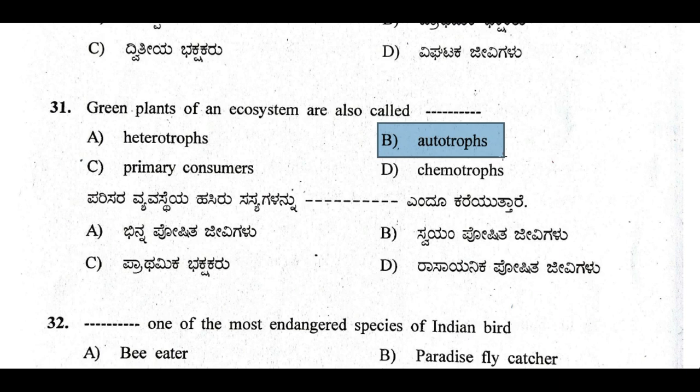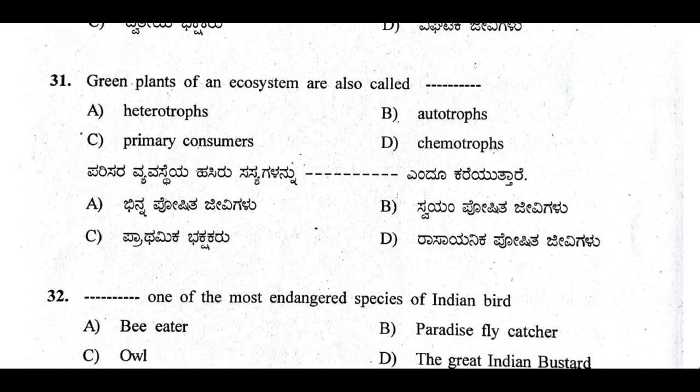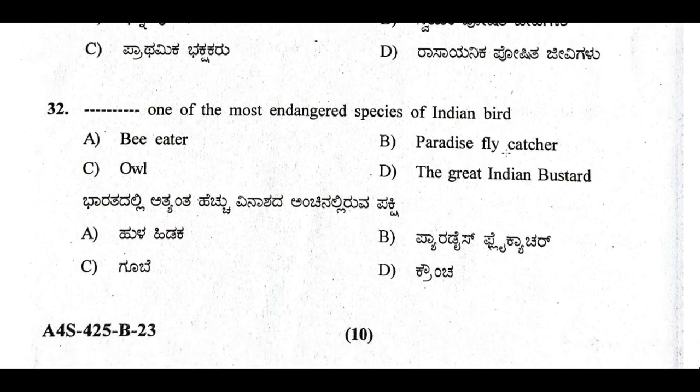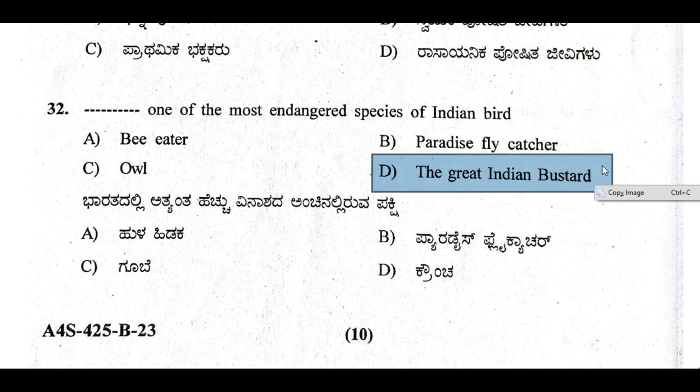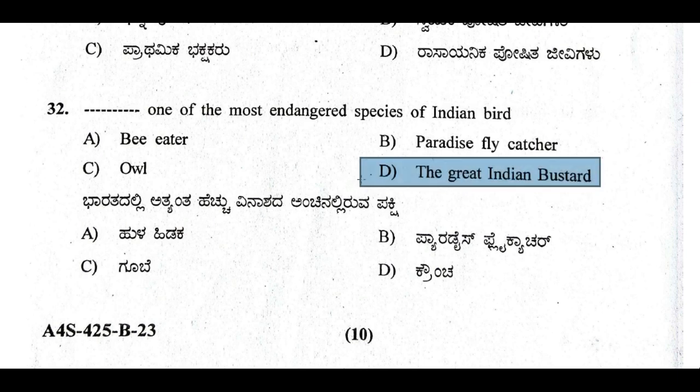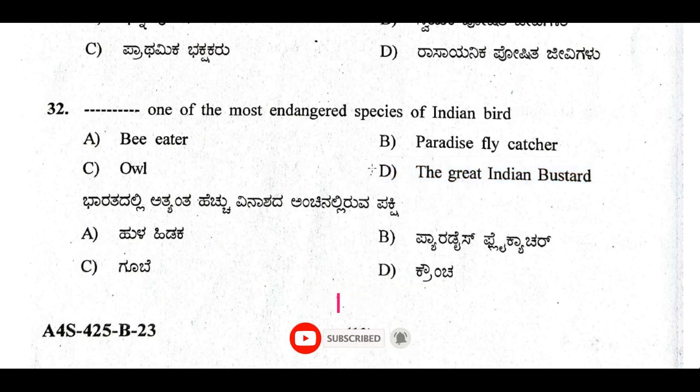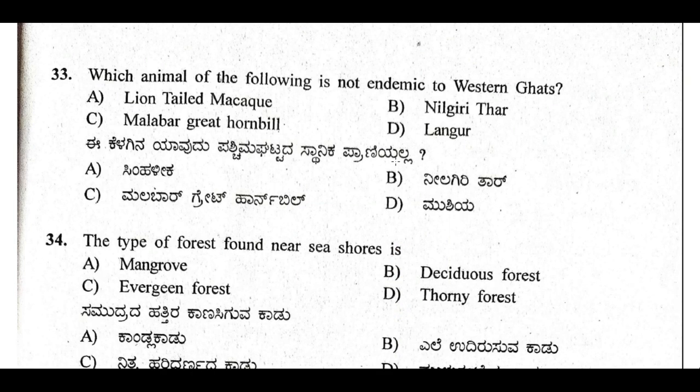Question number 32. Dash, one of the most endangered species of Indian birds. Option A, bee eater. Option B, paradise flycatcher. Option C, owl. Option D, the great Indian bustard. The great Indian bustard is the right answer because it is the most endangered species of bird found only in India and adjoining regions. The bustard is one of the largest flying species of bird, with weight of up to 15 kg and about 1 meter tall from the ground. So great Indian bustard is the right answer. This question was earlier also asked in the third semester EVS paper, so you have to remember.